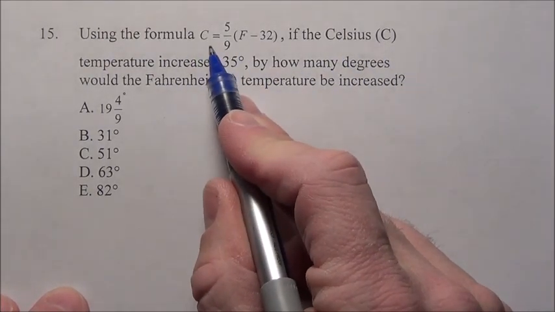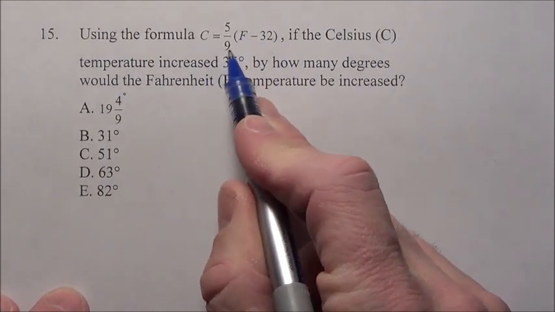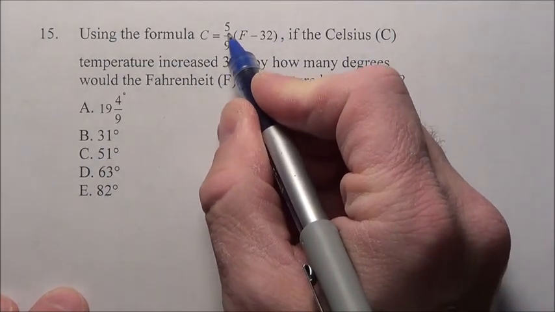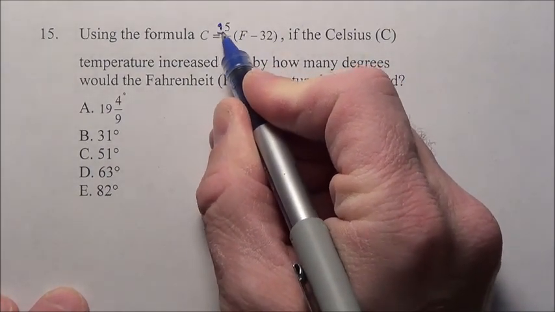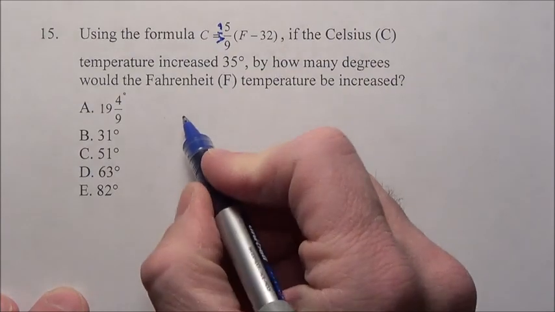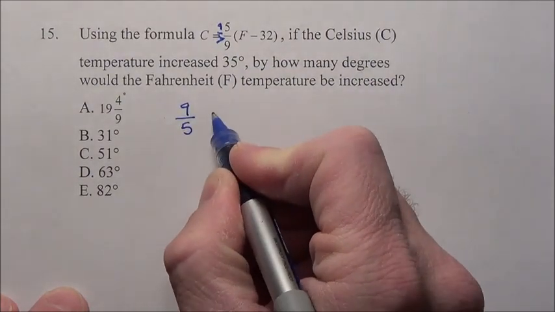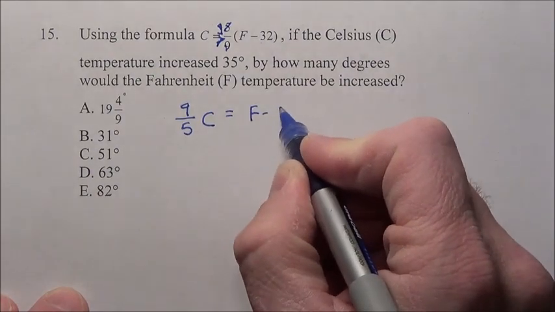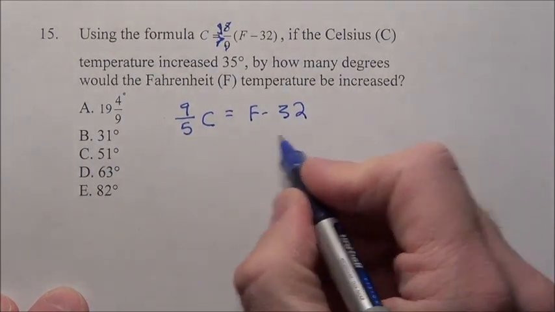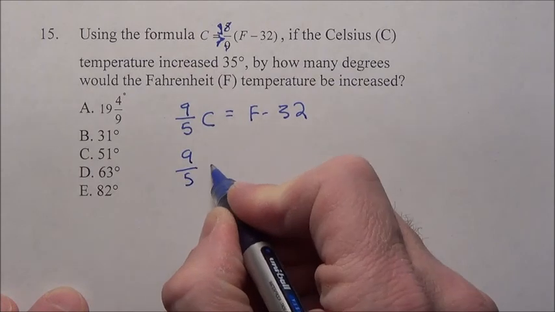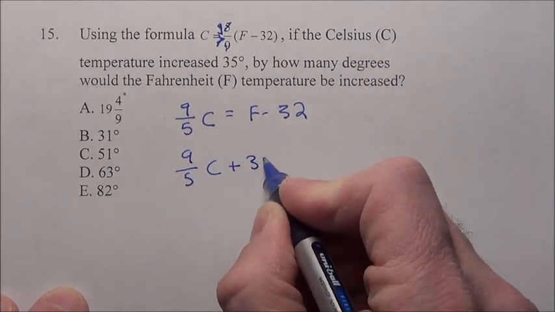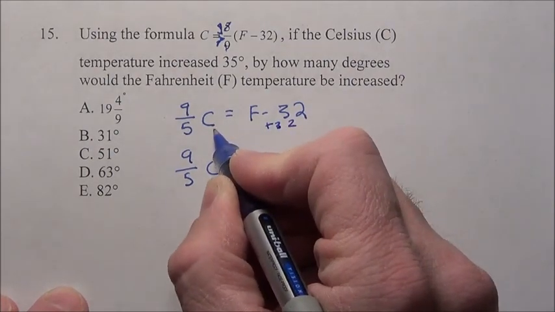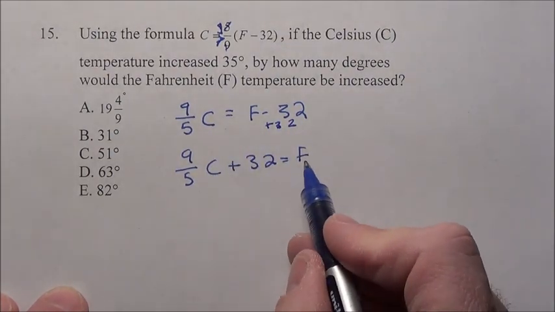I mean, you can, but I'm just going to rearrange this formula first because we want to know what's going to happen to the Fahrenheit. If I rearrange this, the way I get rid of 5/9 is I multiply this side by 9/5, it would clear out. So you end up with 9/5 times the C equals F minus 32. Now if I move the 32 over, it's 9/5 C plus 32 is equal to F. All I did is I added 32 here, added 32 on this side. And this is my equation for Fahrenheit.